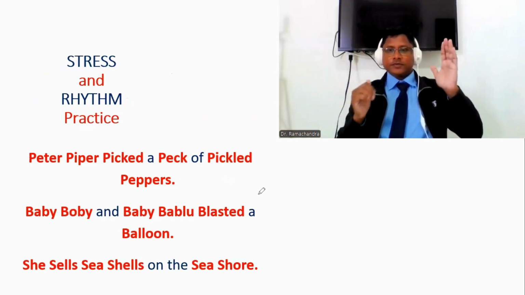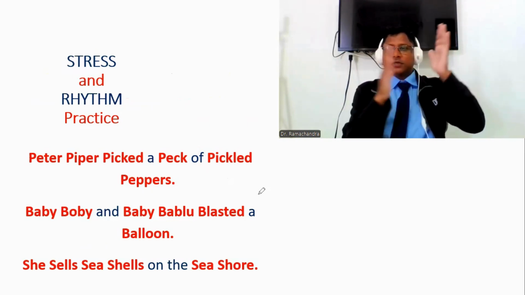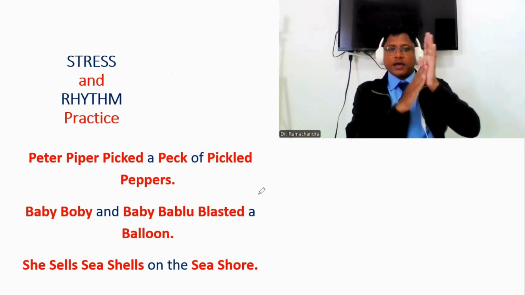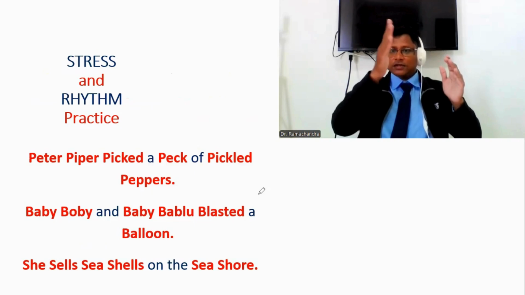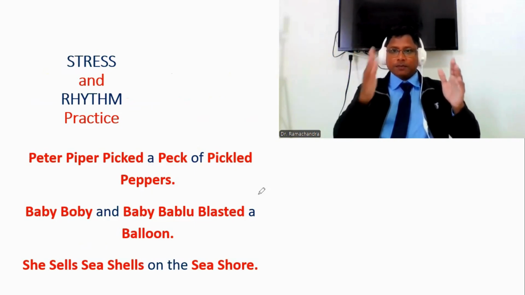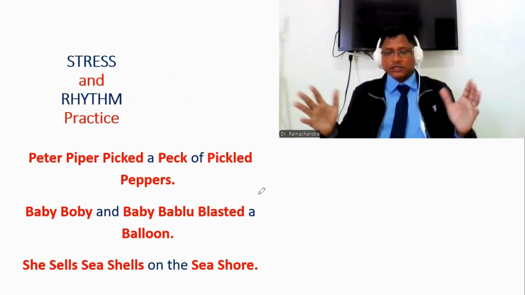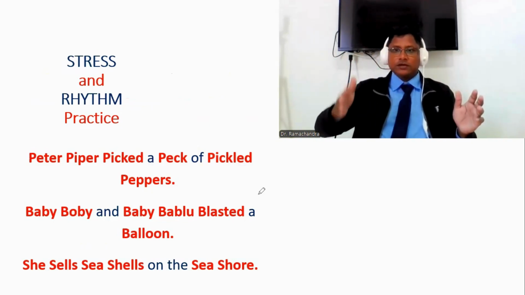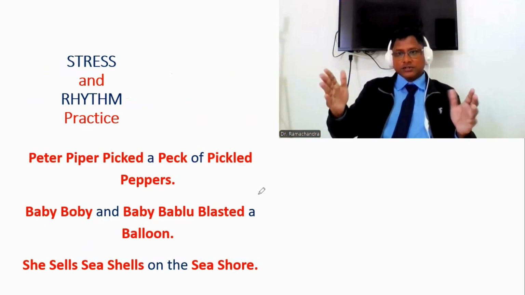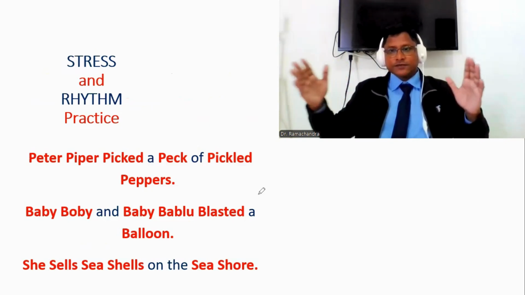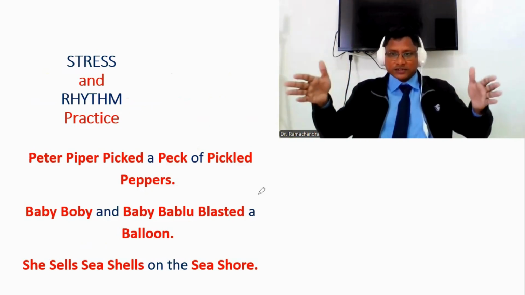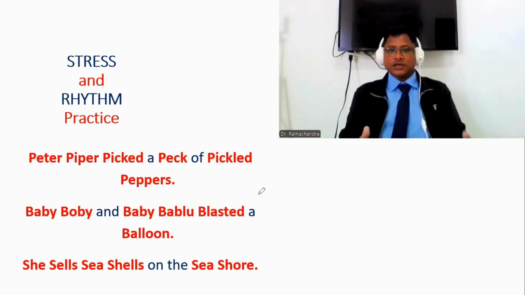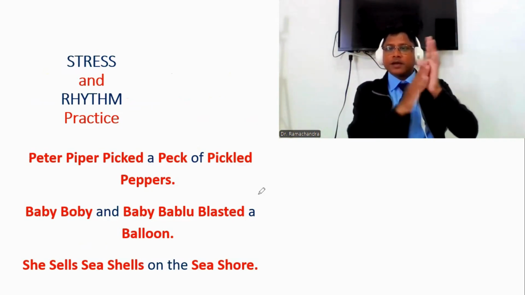Now, we follow the rhythm. Peter Piper picked a peck of pickled peppers. Look at that. Same equal intervals of time. You have to maintain equal intervals of time. The patterns of stressed and unstressed syllables in the production. The balance between stressed and unstressed syllables to get equal intervals of time in natural flow to get meaningful sentences. That is what stress is. So Peter Piper picked a peck of pickled peppers.